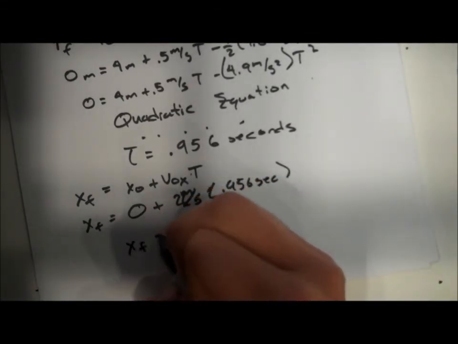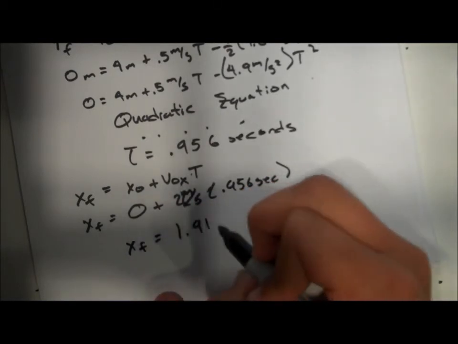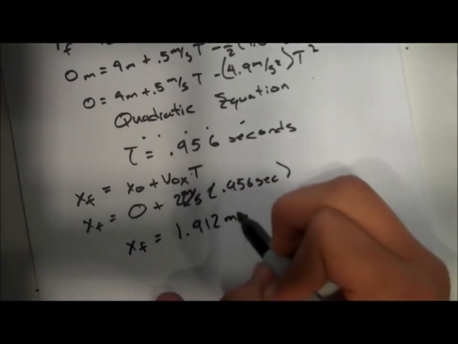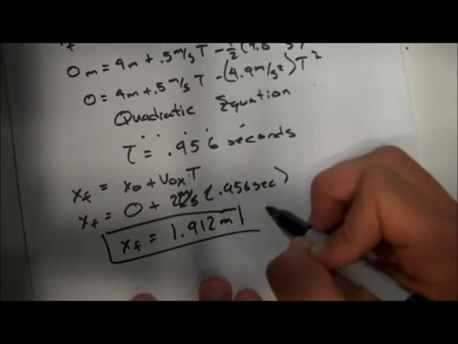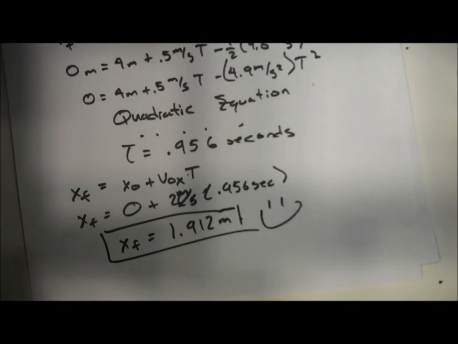Now, plugging that into our calculator, we find out that the x final is 1.912 meters. And that is how far Austin has to jump in order to land and squish the Moogba.